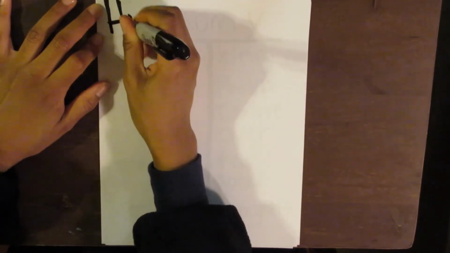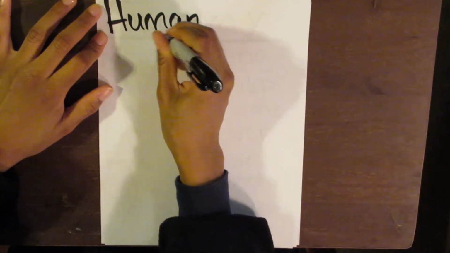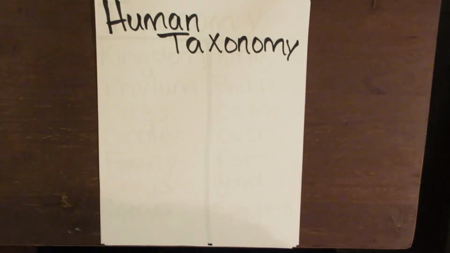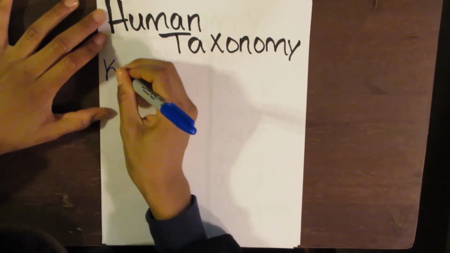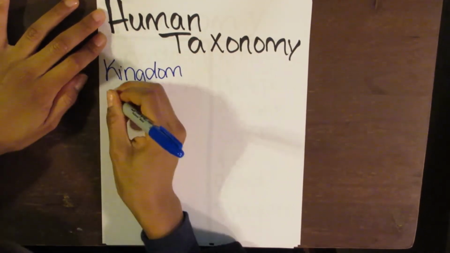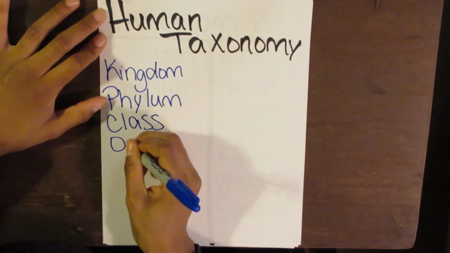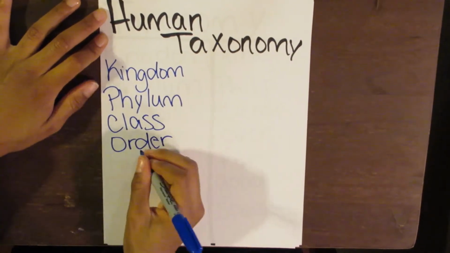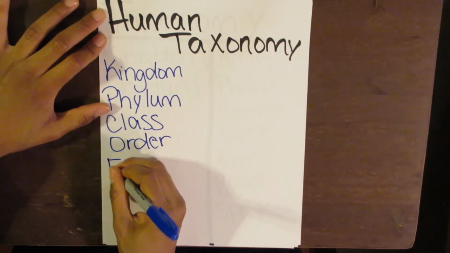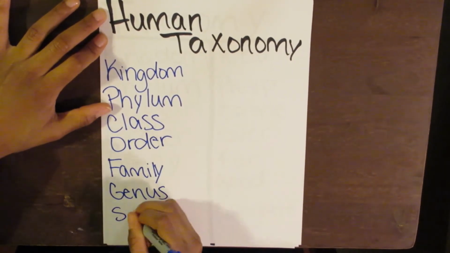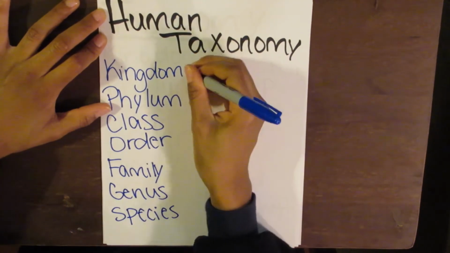So let's go ahead and actually put this into action and see what it looks like for an organism. So we're most familiar with ourselves. We're humans. So let's go ahead and look at human taxonomy. So we're going to write all of our labels down. We have kingdom, phylum, class, order, family, genus, and species. So let's get all that written down and then we're going to take a look at it.